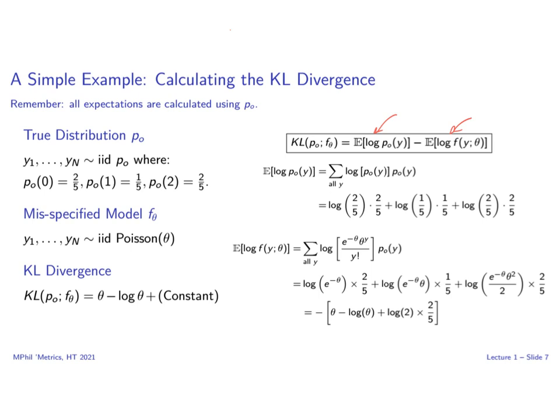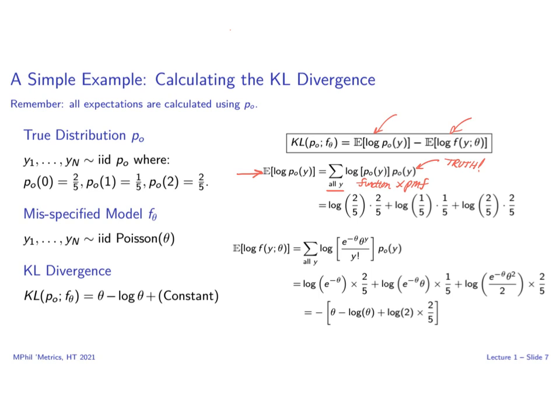First, we'll take a look at the expectation of the log of P0 of y. By definition, the expectation of a function for a discrete random variable is the sum over all possible realizations of the function of that random variable multiplied by the PMF. And again, notice that we use the true distribution when calculating these expectations. We're using P0. So let's plug in all the possible values of y, all the realizations that we can actually observe: 0, 1, and 2.